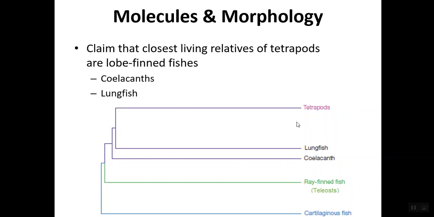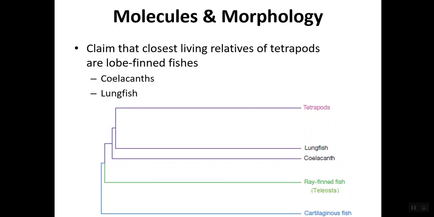But for instance, I want to give you an example of the phylogenetic tree of tetrapod origin. Remember, tetrapods come from lobefin fishes. We studied this. Coelacanths and lungfish, which are the two living groups of lobefin fishes.